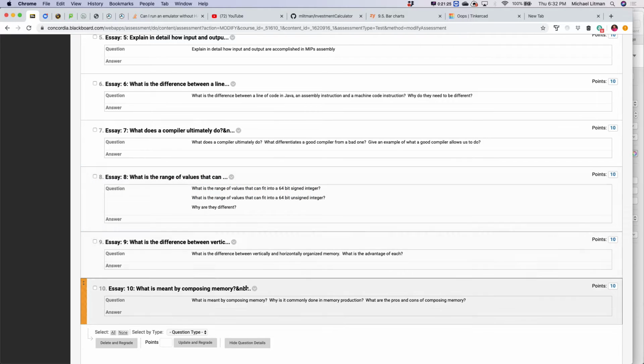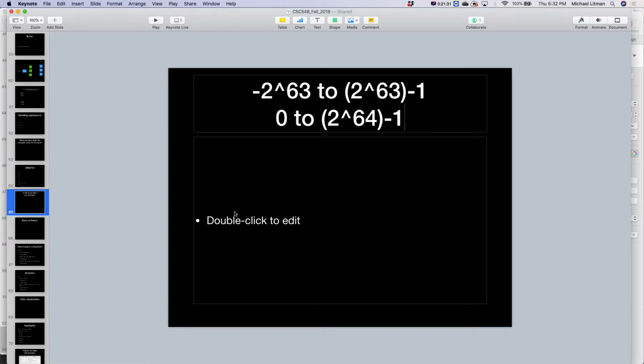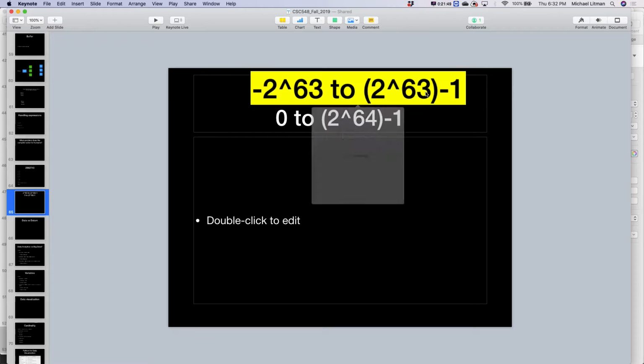And then the follow-up question for that was, why are they different? Why is the number of unique values here different than the number of unique values here? Exactly the same. Exact same number of unique values. Just in this case, we had to store negative numbers as well as positive numbers.